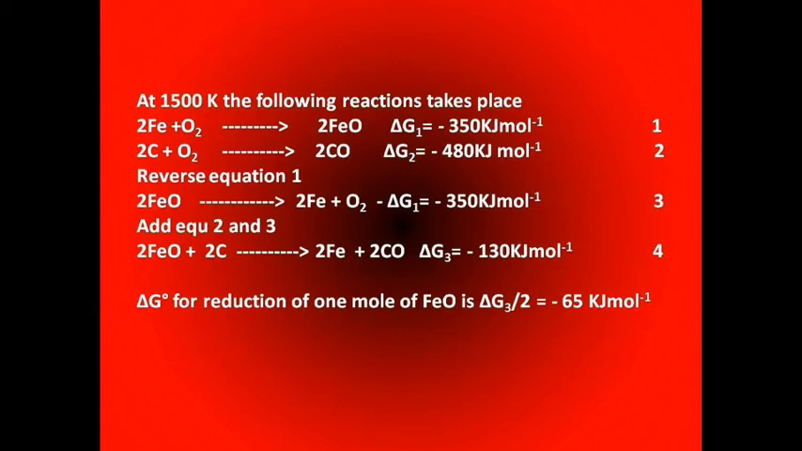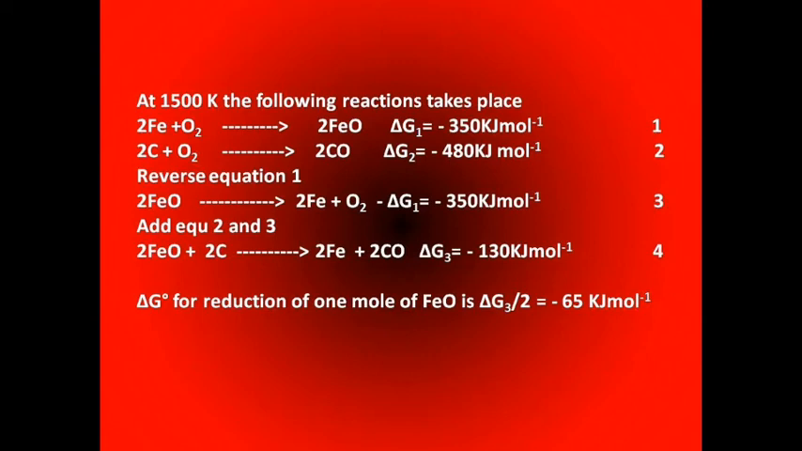Now, we are going to reverse equation 1 so that we get 2 moles of iron oxide decomposing to give 2 moles of iron plus oxygen. Whenever you reverse a reaction, the sign of the delta G value also has to be reversed. So, the negative value now becomes a positive value. Delta G is plus 350 kilojoule mole minus 1. This equation is now indicated as equation 3.